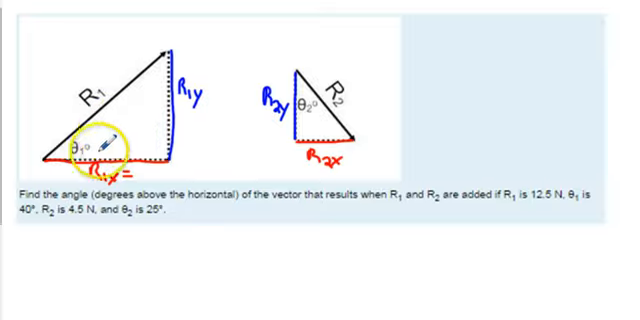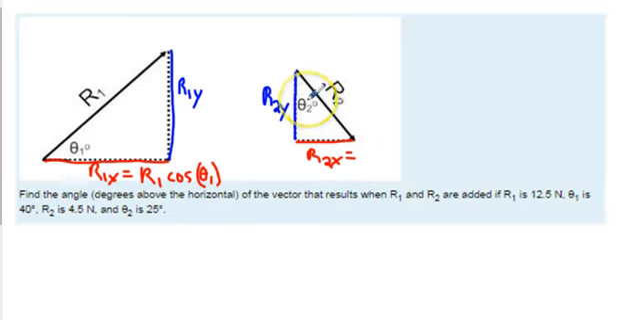So to find the value of R1X, I will need to multiply R1 times the cosine of theta 1. By the way, make sure your calculator's in degree mode. If you don't, it'll get ugly.